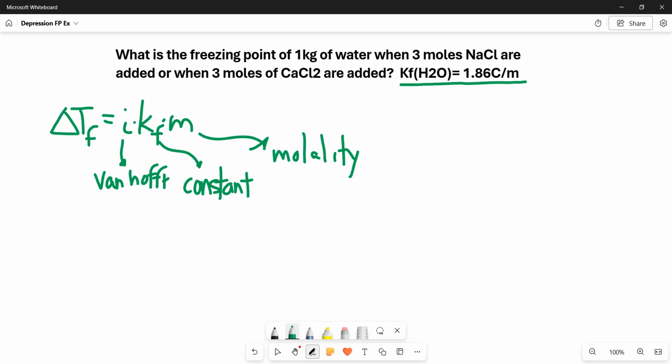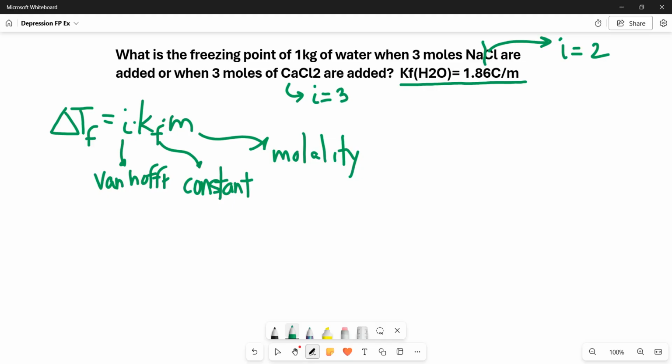Okay, so let's go ahead and solve for the one where we use sodium chloride. The sodium chloride is going to break into 2 particles, sodium ions and chloride ions, so the i factor is going to be a 2. For calcium chloride, it's going to break apart into calcium and 2 chlorides, and so the Van't Hoff factor is going to be a 3.